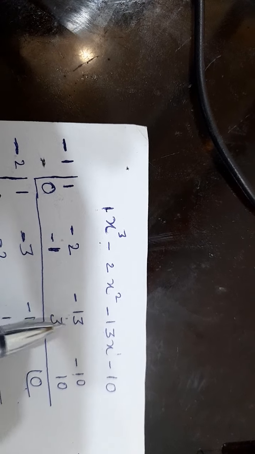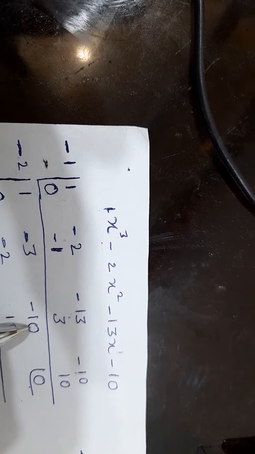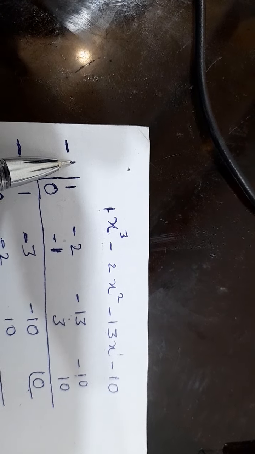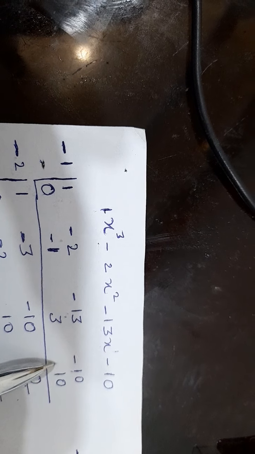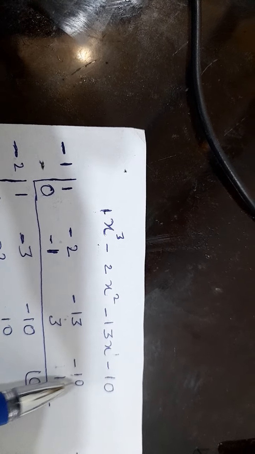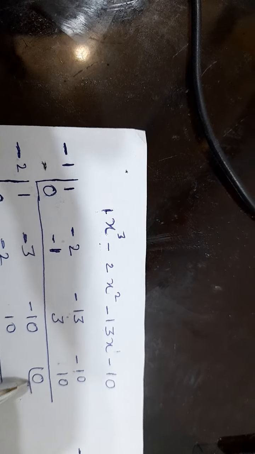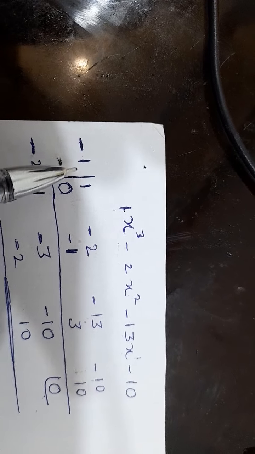Again vertically add: minus 13 plus 3, that is minus 10. Again diagonally multiply. Minus 10 into minus 1, that is plus 10. So plus 10 I have taken here. Minus 10 plus 10 becomes 0, because we are adding vertically now. So compulsorily you have to get 0. That means the remainder is 0, and only then is minus 1 a factor of this polynomial. So this you have got.